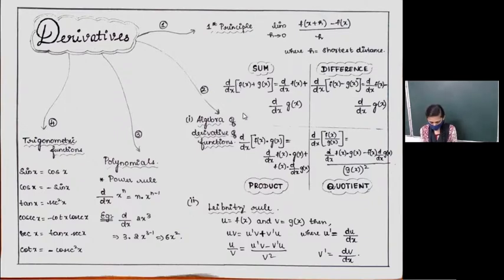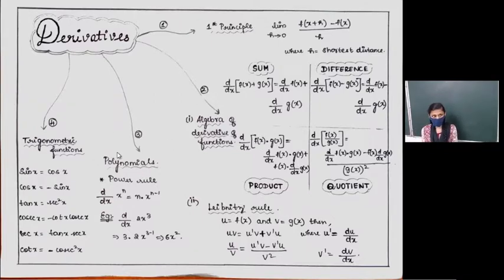And under algebra of derivatives, the second rule is the Leibniz rule. Here let us assume that u is equal to f of x and v is equal to g of x. Then the value of uv, that is the product rule, is equal to u dash v plus v dash u. Here u dash represents du by dx and v dash represents dv by dx. And the same for quotient rule, u by v is equal to u dash v minus v dash u whole divided by v square.